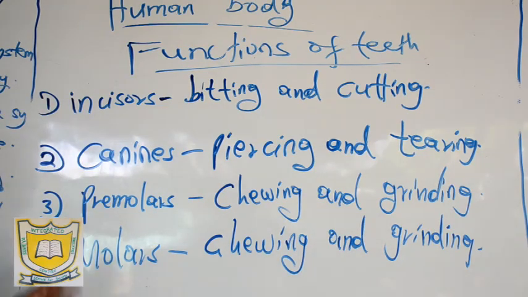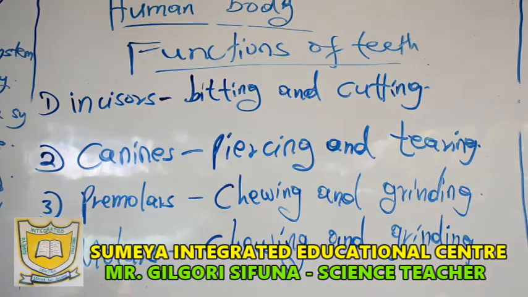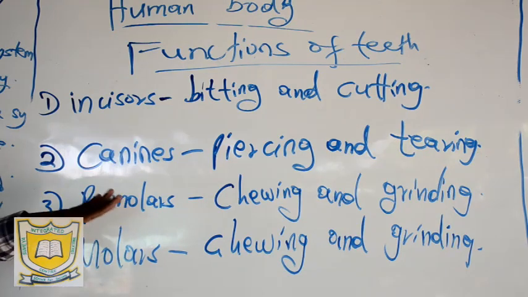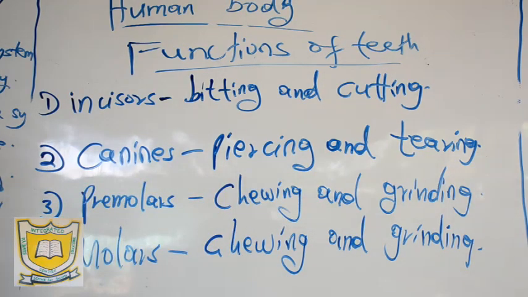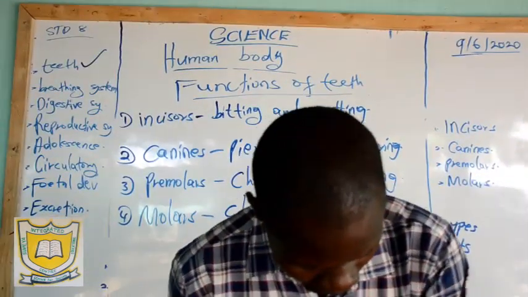Now you find that molars and premolars are serving the same function. The molars and premolars are used for chewing and grinding. Their structure, you find that they are having uneven tops. So the uneven tops, which are very rough, are for chewing and grinding. When you talk of the number, you find that they are 8 incisors. We have 4 canines, we have 8 premolars, and we have 12 molars. Now those are the functions of the 4 types of teeth.